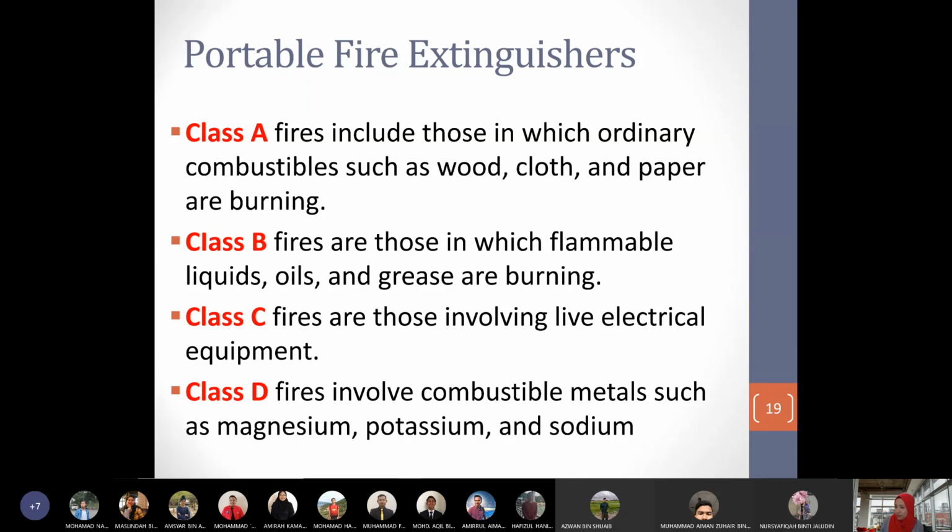Okay, so this is how you remember. Class A is all those ordinary stuff like cloth, wood, papers. So paper burning, your cloth, wood, those are all Class A. And Class B is when you have hydrocarbon fires, okay, flammable liquids, flammable oil, flammable grease. Class C is those involving electrical circuit when you have a short circuit. And finally, Class D involves reactive materials or combustible metals such as magnesium, potassium, and sodium.